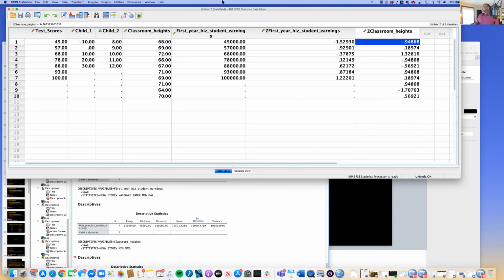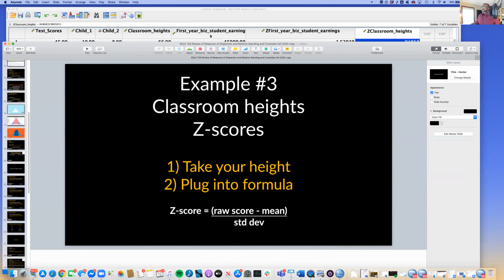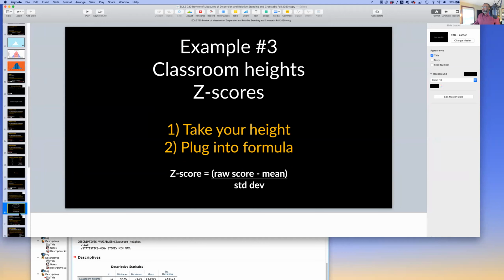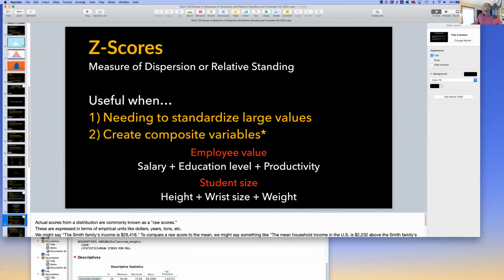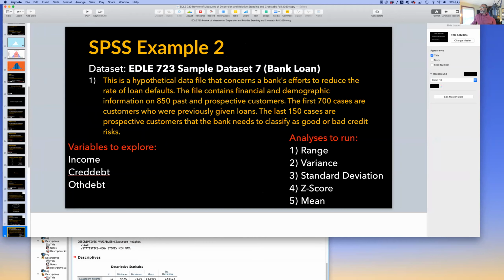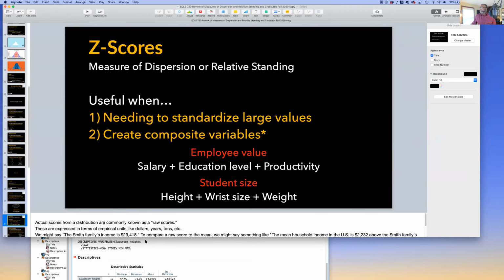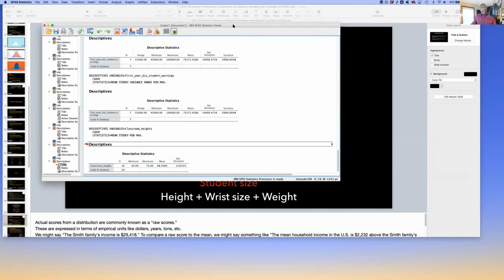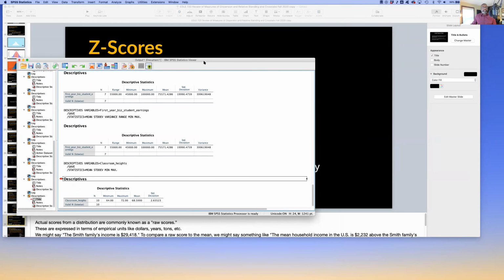All right. So that's Z scores, another way of representing your standard deviations from the mean. It's really useful when you want to create a composite variable, and I'm going to explain what a composite variable is. Let's use bank loan data. I'm going to do this several times throughout the semester, creating composite variables.